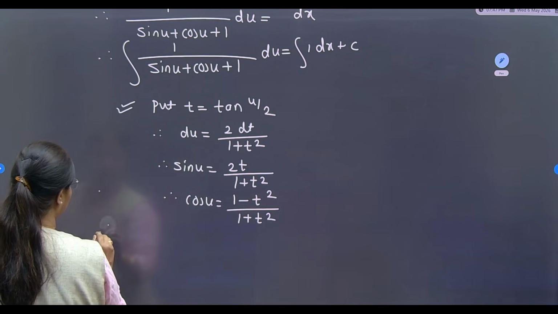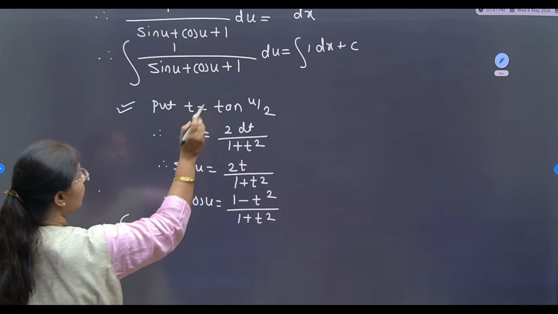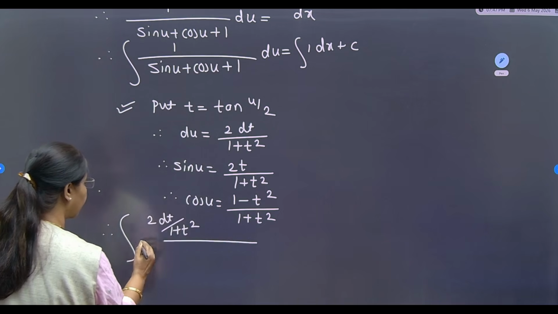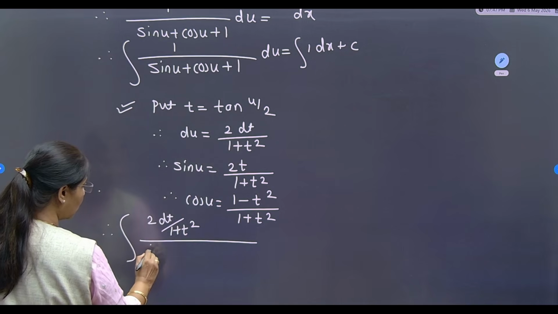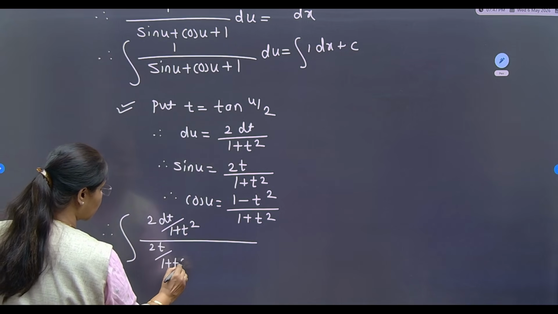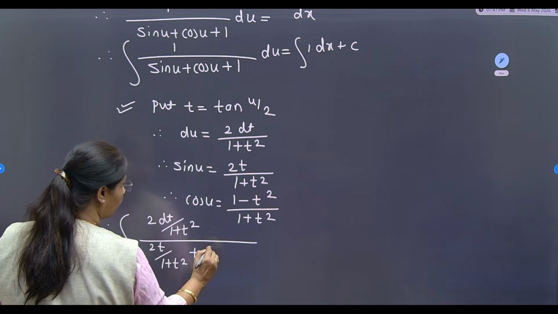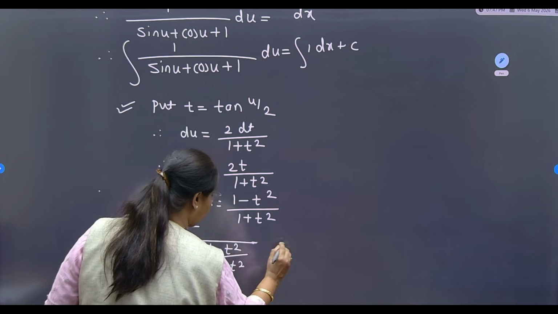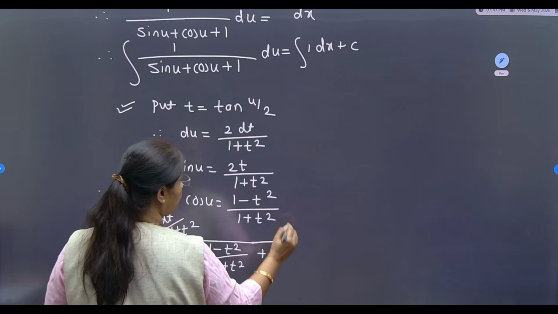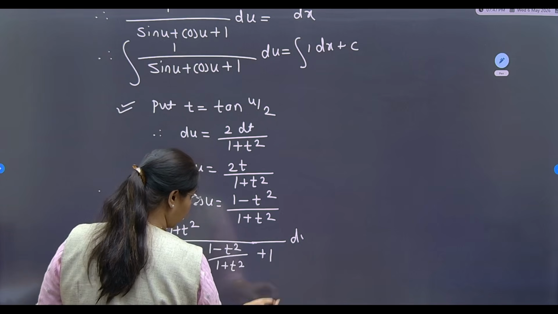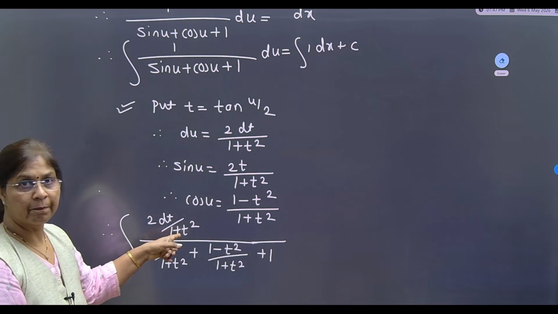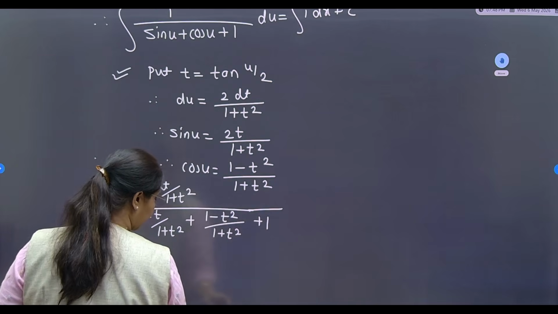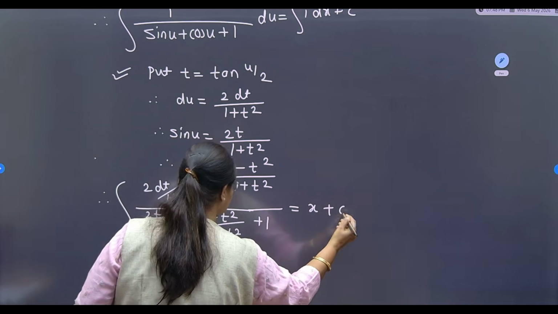Therefore, we get the integral of [2 dt/(1 + t²)] divided by [2t/(1 + t²) + (1 - t²)/(1 + t²) + 1], and on the right side the integral of 1 dx, which is x, plus c.